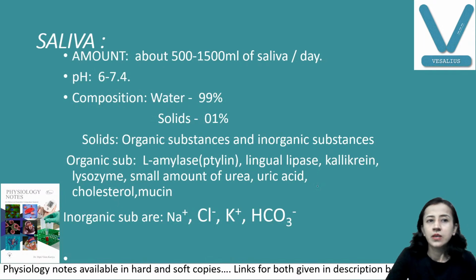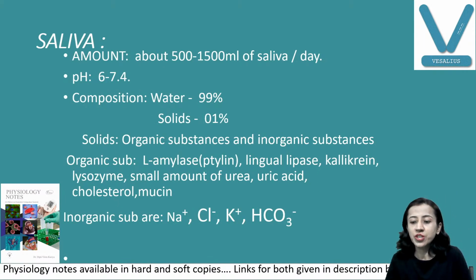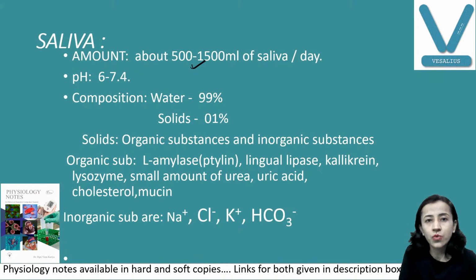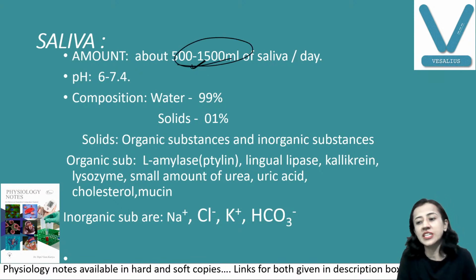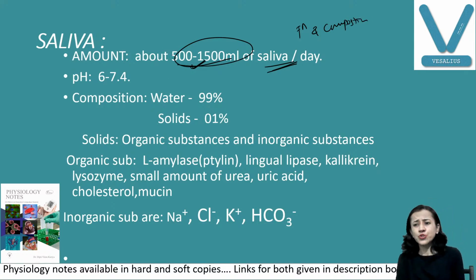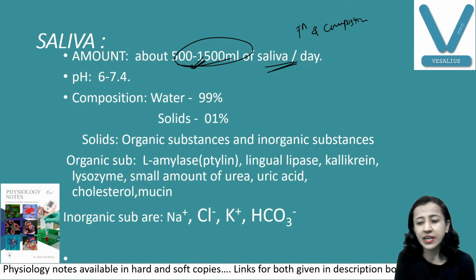Fine, now we discuss the composition of saliva. First of all, how much saliva is secreted per day? Per day in a normal situation, around 500 to 1500 ml of saliva is secreted. You have to remember these things. It is a very important question asked many times, that is, the function and composition of saliva. So the amount is 500 to 1500 ml.